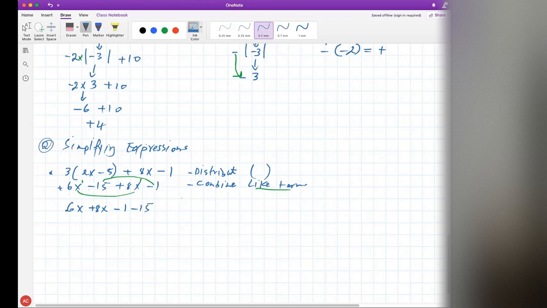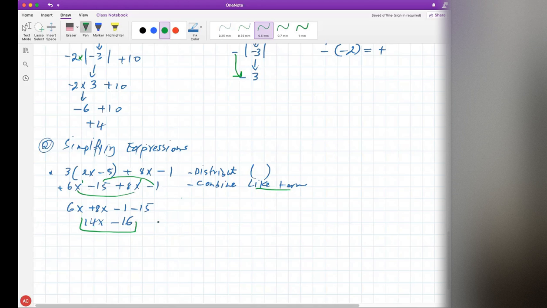So this 6 of something plus 8 of something, that's 14x. And this will be minus, or negative, 16. As you can see, this is much better than, see how long this one was? It looks complex with the parentheses and everything, but we can reduce it into this. It's still the same quantity, whatever the quantity is, but this is much simpler.